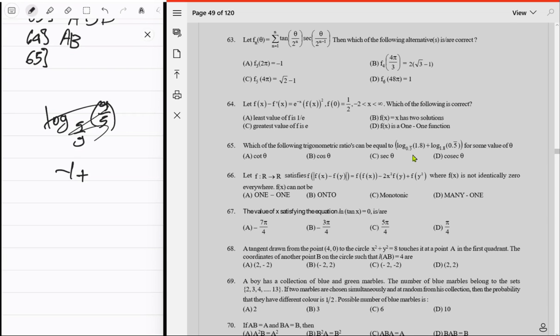Yeah. Cot theta, can it be -2? Yeah, it can be. Tan theta is not there. Cosine theta, no. Cosec theta, yes. Sec theta, yes. So C, D, A.